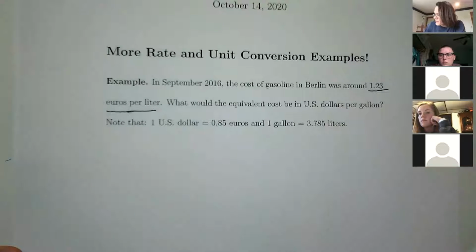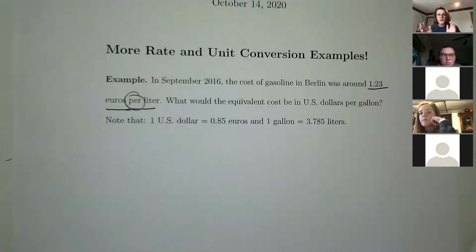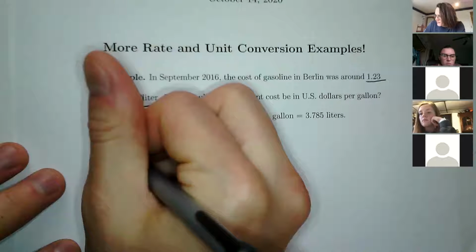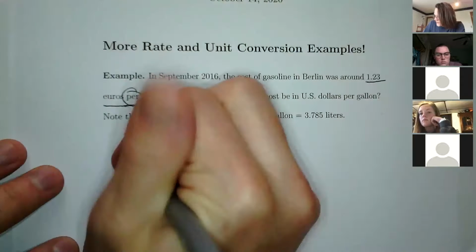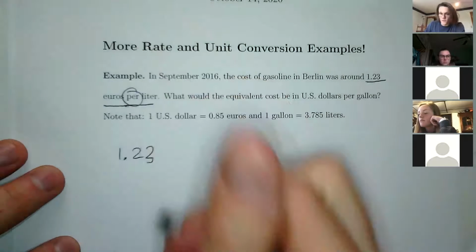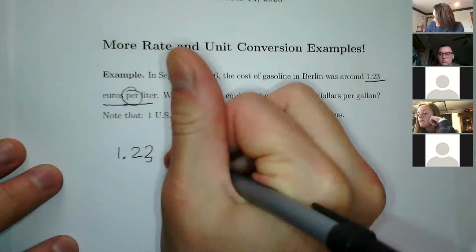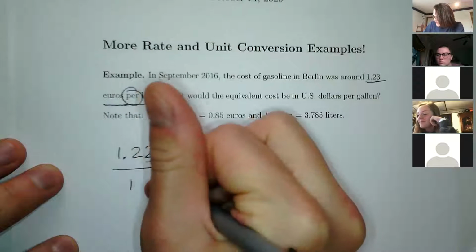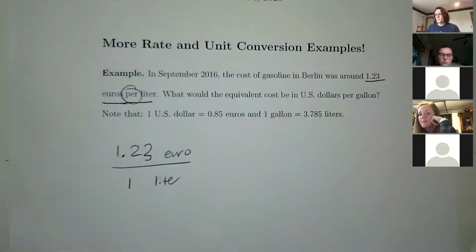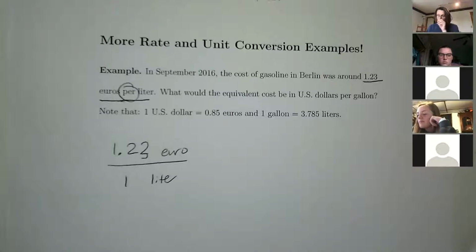So let me write out what we have. And remember, the important thing is the word per. The word per means that you have a fraction. You have €1.23, and when you read per, you should say over liter. If there's nothing written there, it's usually implied that there's 1 liter. So you can write €1.23 per 1 liter. All right.